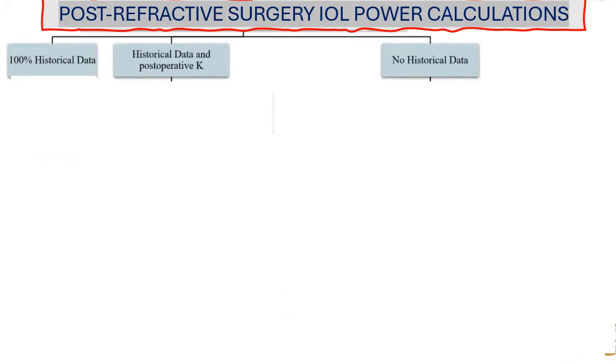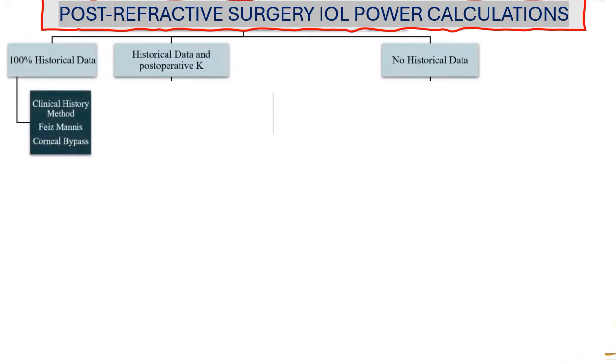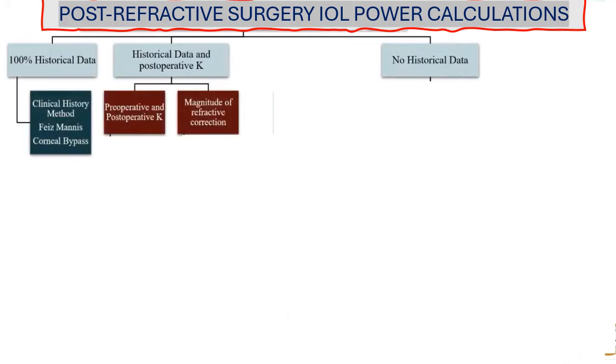When I say historical data, I mean the preoperative refraction and the preoperative K readings. And those which depend on both the preoperative and postoperative refraction and the K readings, and those with no preoperative history. And this is the common situation currently, that the patient comes to you without any prior history of K reading or refraction.